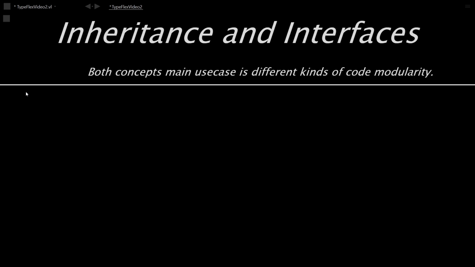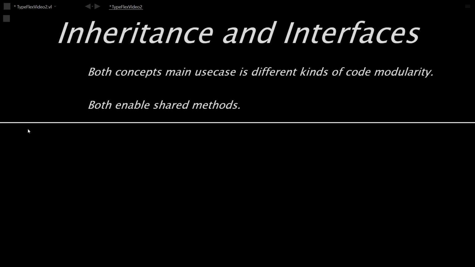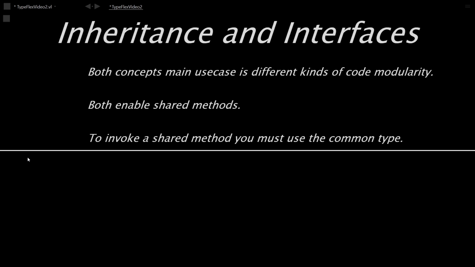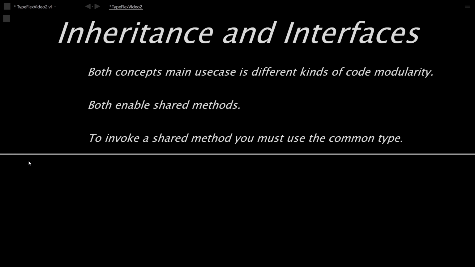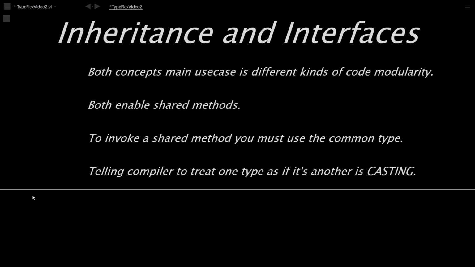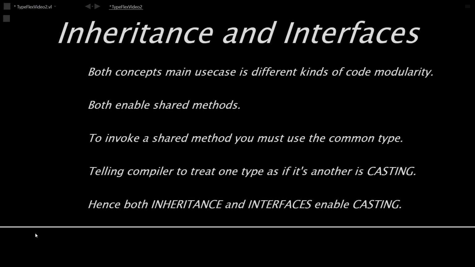Next, let's do a little theory on two things called inheritance and interfaces. Both have a main use case, which is enabling different kinds of modularity in your code. Both enable shared methods. To invoke a shared method, you must use the common type. And telling the compiler to treat one type as if it's another is casting. Therefore, both inheritance and interfaces enable this thing called casting, but it's not their main use case, and that's why they're kind of different things.